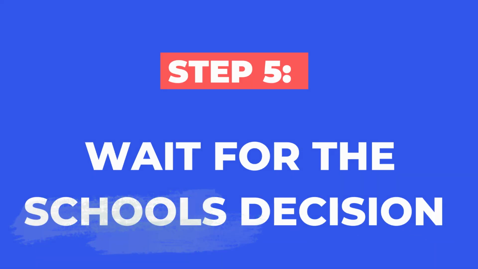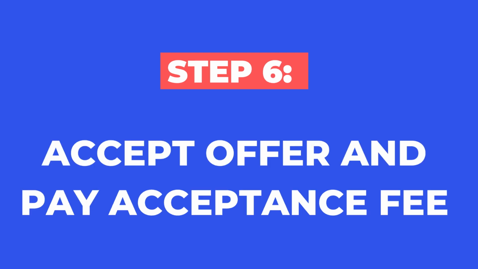Step 5. Once you are done, your part is done. Wait for the school's decision. If you got an admission, that's good news. If not, don't give up. Try again. Step 6. Accept offer and pay acceptance fee. Some schools will require you to show interest in your spot by paying an amount which will then be subtracted from your fees when you finally pay for it.